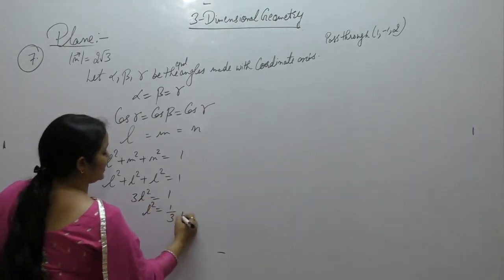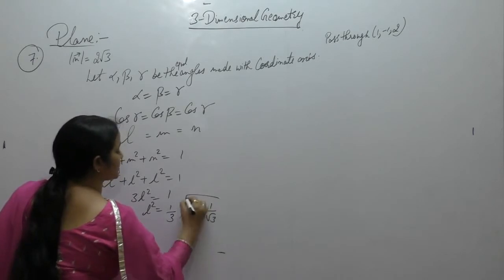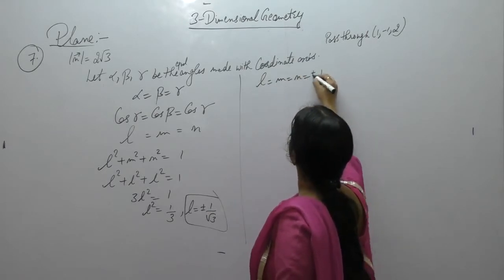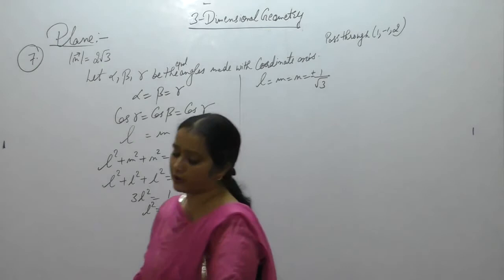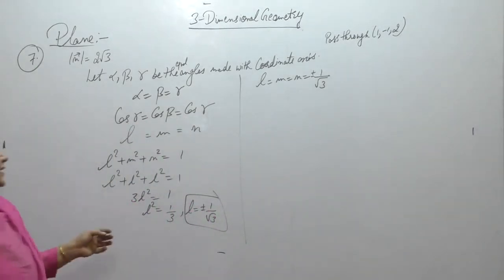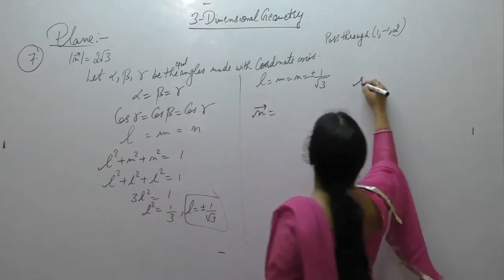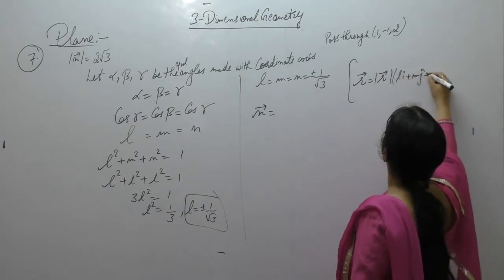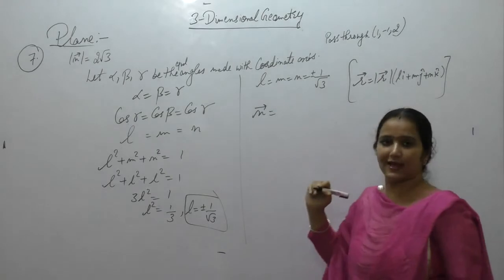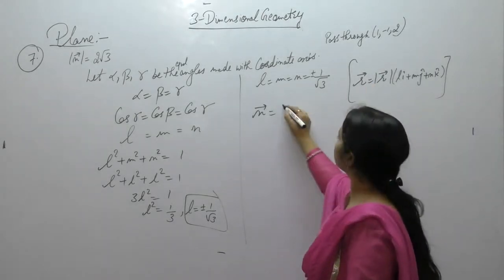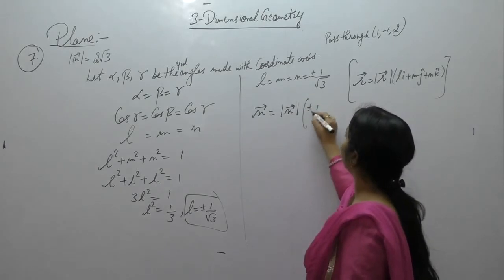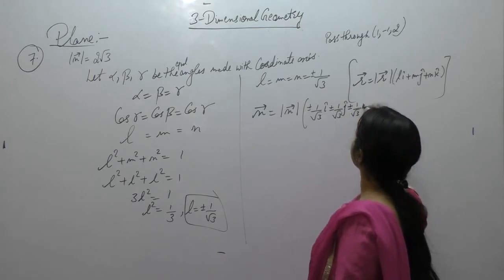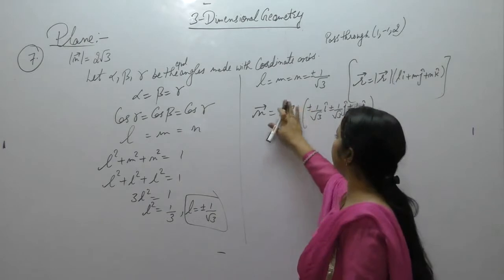l square is 1 by 3. So we get l as plus minus 1 upon square root of 3. Similarly for m and n. So l equals m equals n equals plus minus 1 upon square root of 3. Now we know r vector equals magnitude of r vector into li plus mj plus nk. These are direction cosines l, m, n. Now n vector is magnitude of n vector into li plus mj plus nk. Magnitude of n vector is given as 2 root 3.